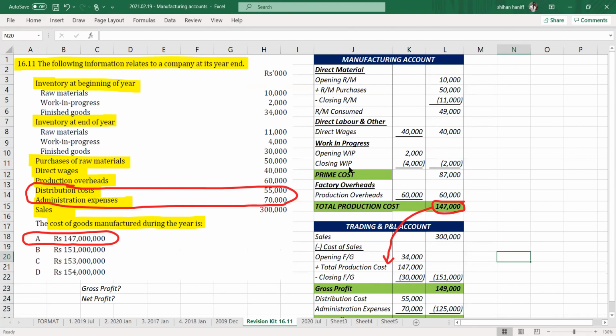There is a doubt. What about goods drawings? So if there is any drawings, that will be deducted from here in the cost of sales. Goods drawings will be deducted before the closing finished goods.